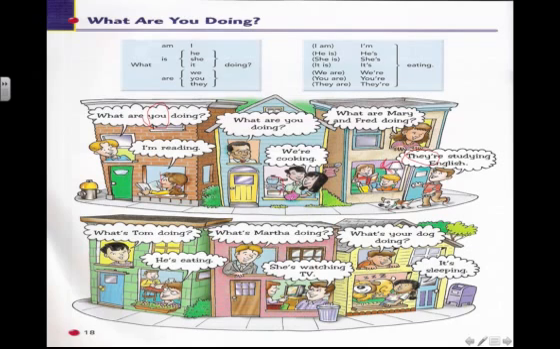Now, let's go to house number 4. Now this guy is asking this girl or this woman about this one. Do you see him? This is Tom. Now he's asking about Tom. So he said what? What's Tom doing? Now look what she said. She said what? He's eating.